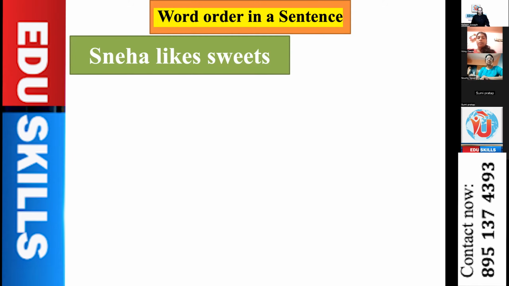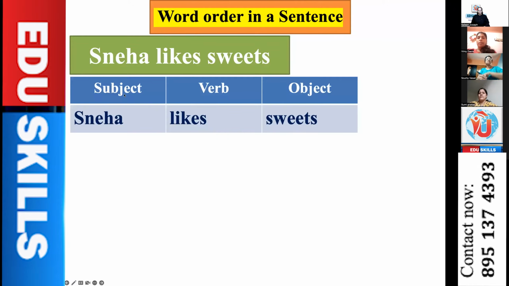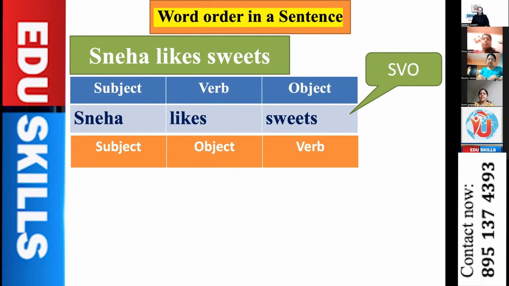For example, a simple example I give is: Sneha likes sweets. Subject, verb, and object. This is a simple sentence. But simple means it can be just Sneha sleeps, Sneha swims, Sneha works. Just one subject and a verb can also make a simple sentence. Here you have a simple sentence with a subject, verb, and object.